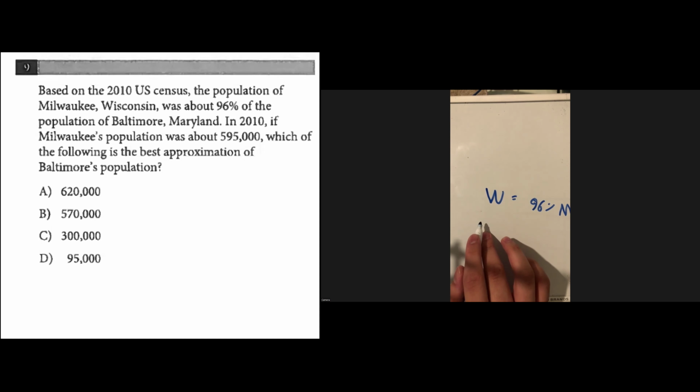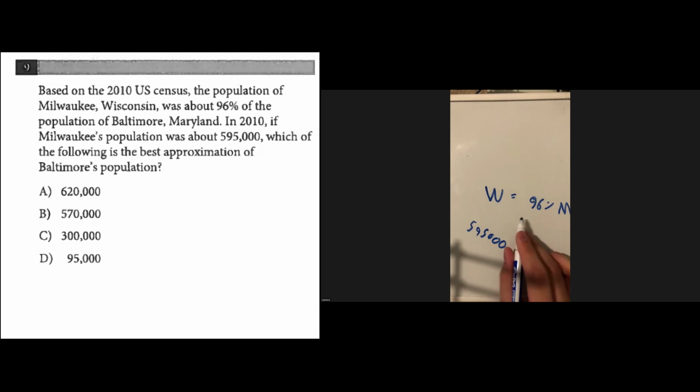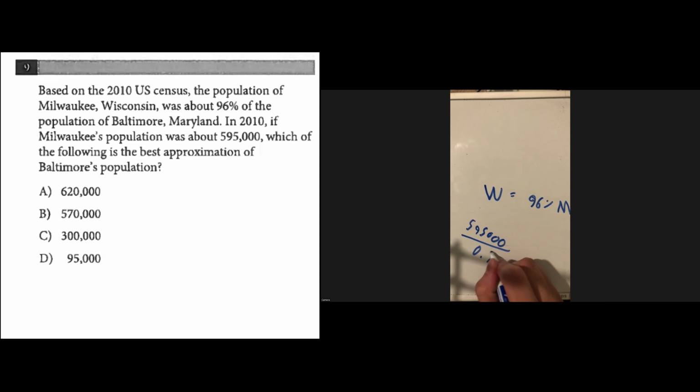Which of the following is the best approximation of Maryland's population? And so Wisconsin is 595,000. So you just divide by this converted into a decimal, so divide by 0.96. Alternatively, you could also notice that when you divide by a decimal, this has to result in an answer that is greater than 595,000. And the only answer choice which is greater than 595,000 is answer choice A.